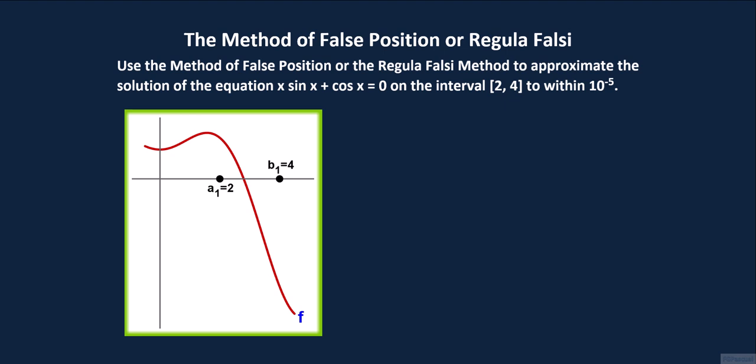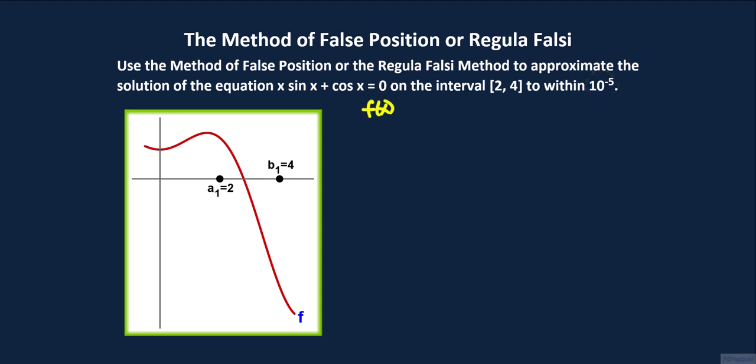In this lecture, we show how one can use the method of false position, or the Regula Falsi method, to approximate the solution between x equals 2 and x equals 4 of the equation x times sine x plus cosine x equals 0. The approximation should be within 10 to the minus fifth power of the exact solution.